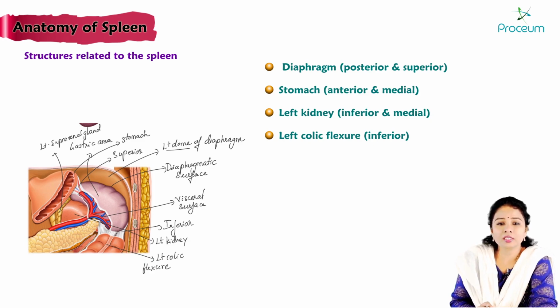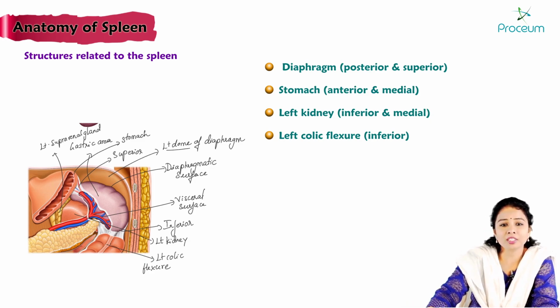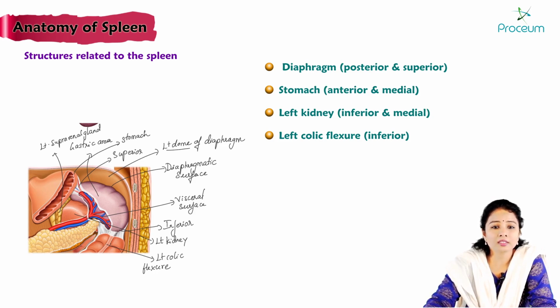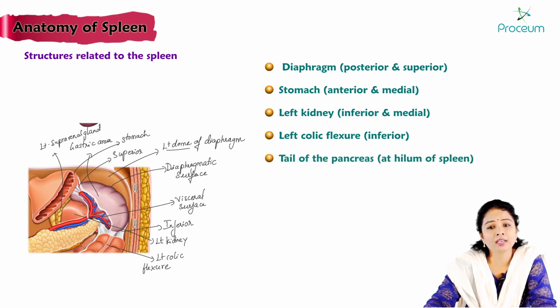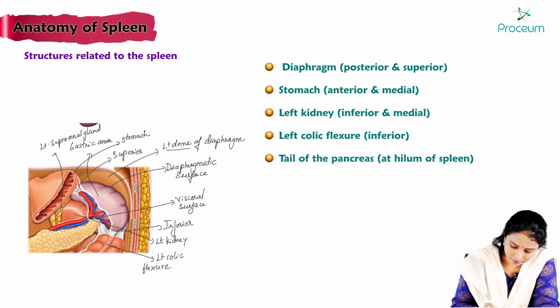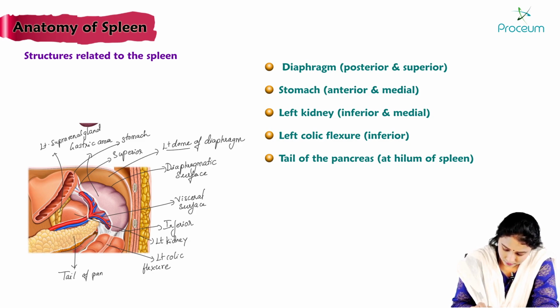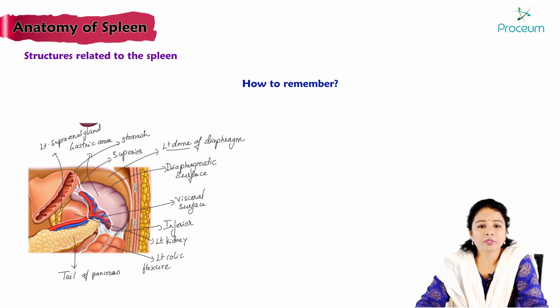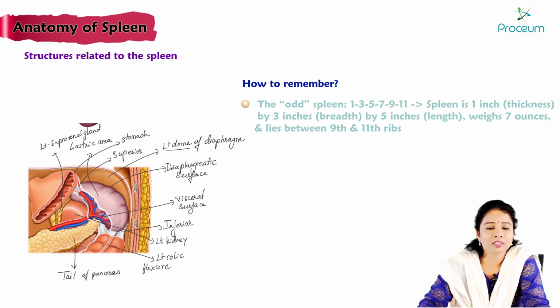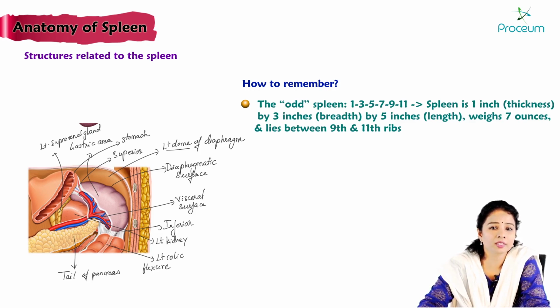Left colic flexure is otherwise called the splenic flexure because of its relations, and spleen is also related to the tail of pancreas at the hilum of the spleen. And to remember the dimensions and relations of the spleen, it is easy with a dictum of odd numbers 1, 3, 5, 7, 9, 11: the spleen is 1 inch thick, 3 inches in breadth and 5 inches in length, weighs around 7 ounces and lies between 9th and 11th ribs.